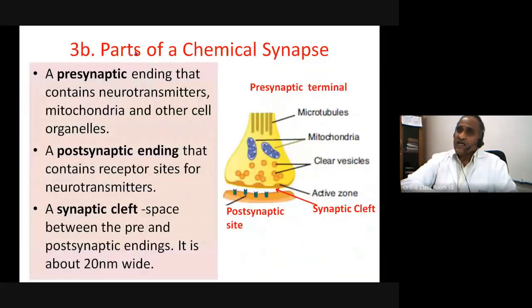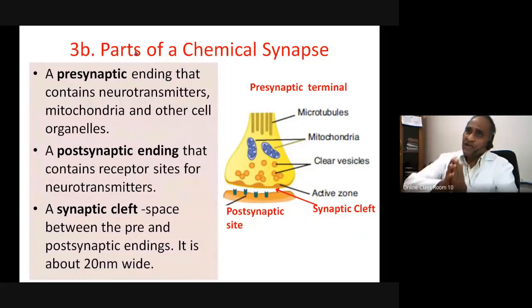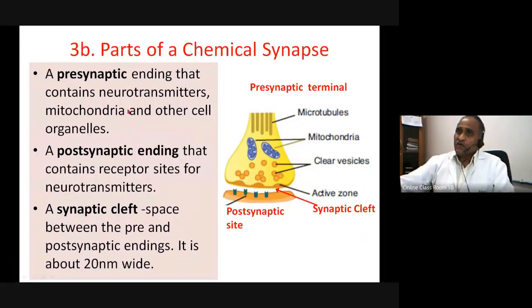If you are looking at a chemical synapse, it's more complex. So this one has a presynaptic component, postsynaptic component, and a synaptic cleft. Now, if you are looking at the presynaptic, this is the presynaptic component. I have taken it from a genome there. So now this presynaptic component is the ending that contains neurotransmitters, mitochondria, and other cell organelles. So this I will be coming to one by one.